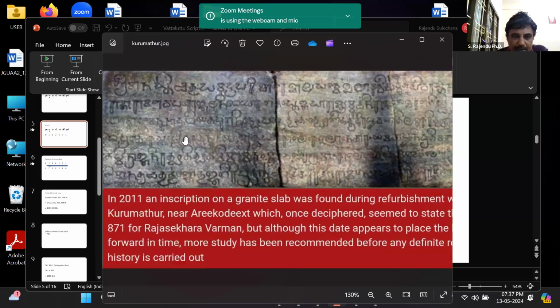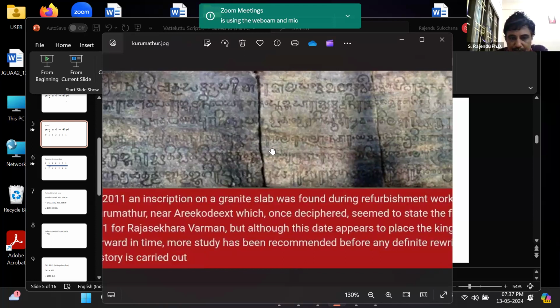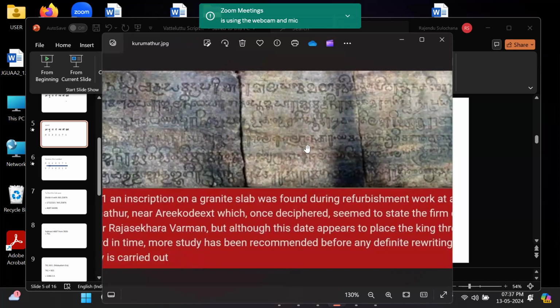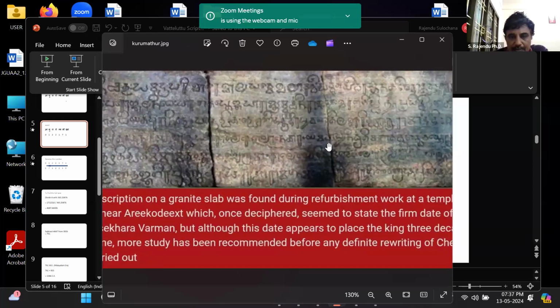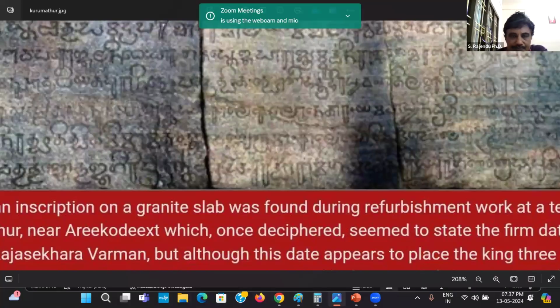See here, some part is not very clear in this photograph. Then I read this part. See the fourth line. This one is Ka. Kale Kalau. Netaram Yamavapyam. That means Kale Kalau, this Kali year. Kalau means the Kali year. Then you can find the value corresponding to Netaram Yamavapyam.